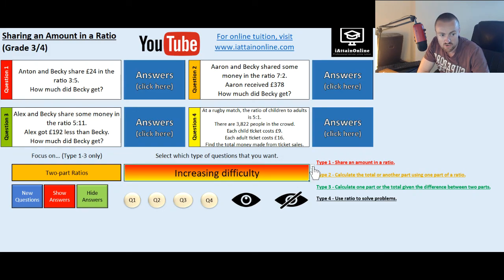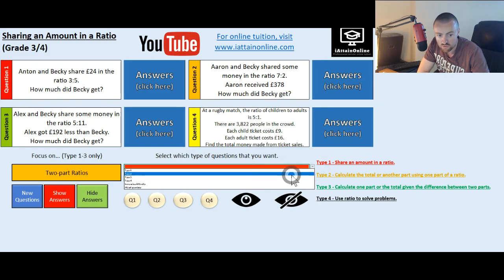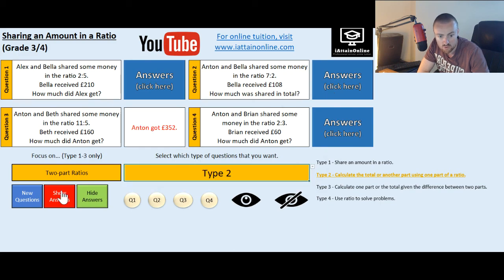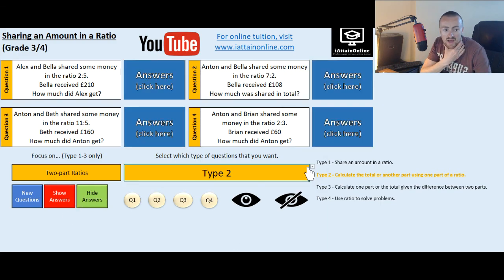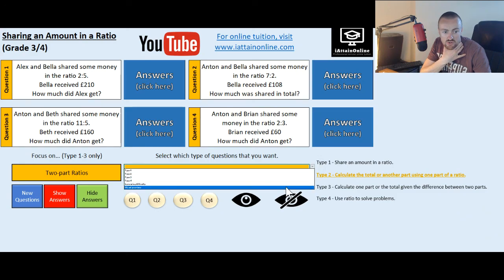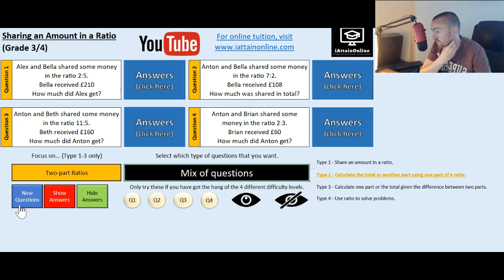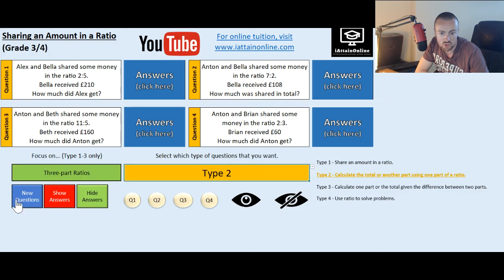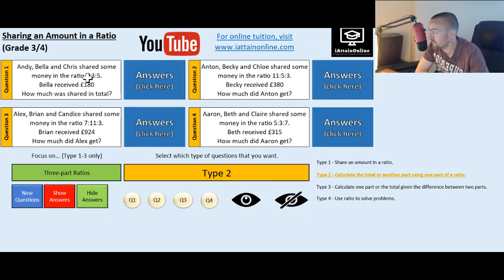So you can set it to give you questions of increasing difficulty or focus on a particular type of question. And then you can get the answers one at a time, or you can get them all at once. And once you've got the hang of that, you can do a mixture of all 4 types of question, and that shows a good understanding of the topic if you can do that and get those right. I've only stuck to 2-part ratios, but for questions 1 to 3, you can also get questions where you have 3-part ratios. It's the same thing, there's just more parts to it.